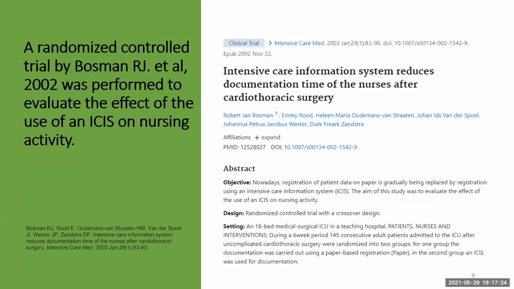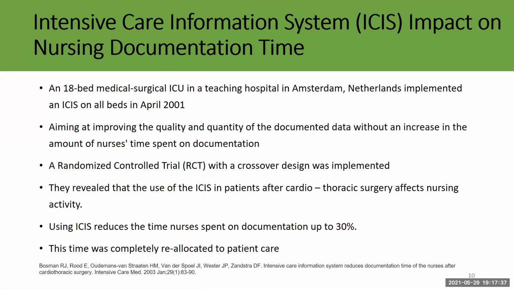Here is another example. It's an RCT in 22, which was performed to evaluate the effect of a kind of information system, the intensive care information system, on nursing activities. This intensive care information system was implemented in a medical surgical ICU in a teaching hospital in Amsterdam. And they wanted to see if the quality of clinical documentation would be increased with the introduction of this new system. So the results were interesting.